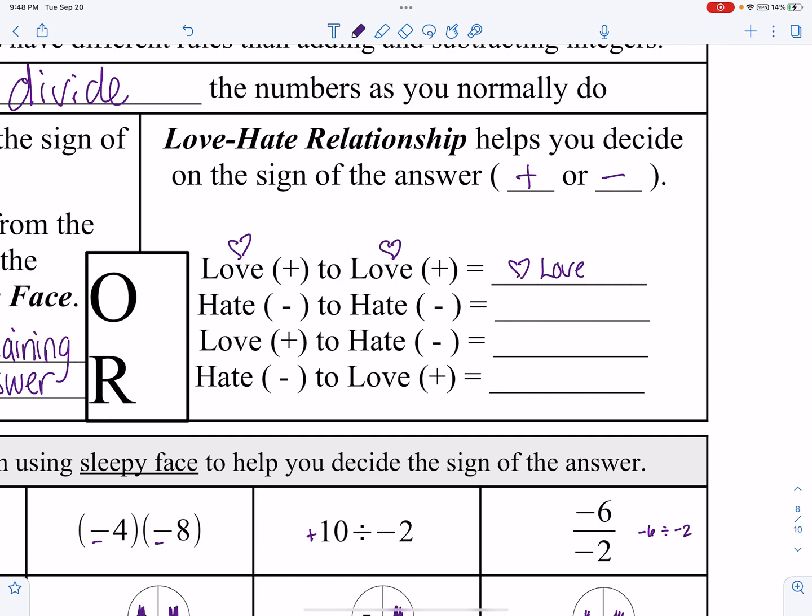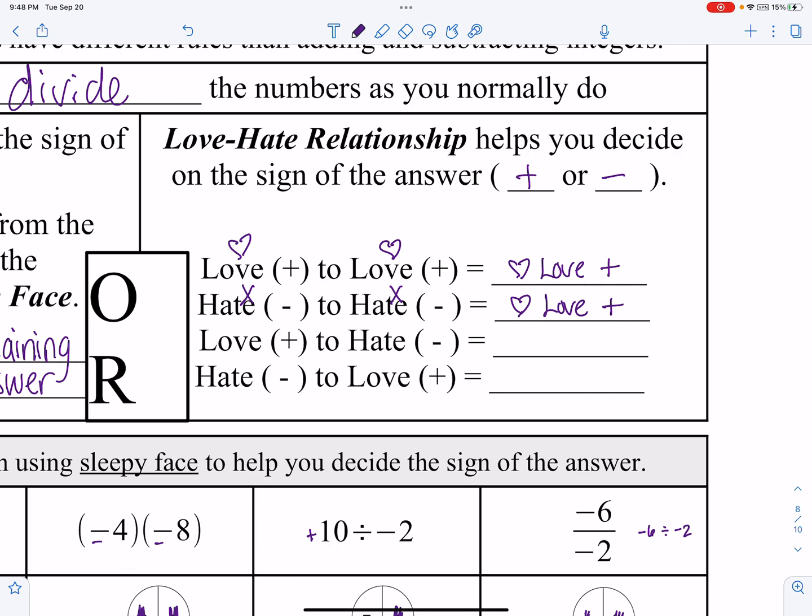Okay? And love is represented by positive. It's a positive thing. If you hate to hate, think about what that means. I don't like hating. If you don't like hating, well, then what does that mean that you like? That means you like to love. So again, it still follows our same plan: if it's the same thing, it's always positive, the same sign.